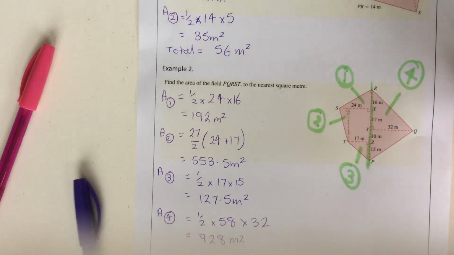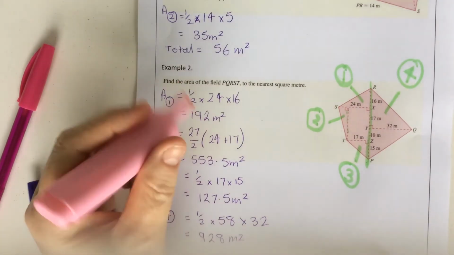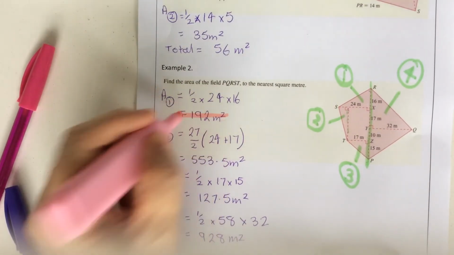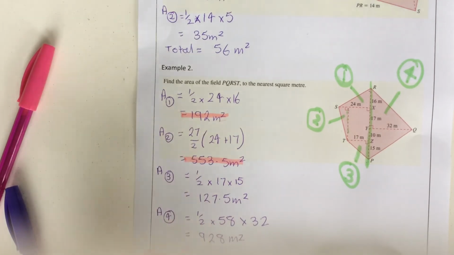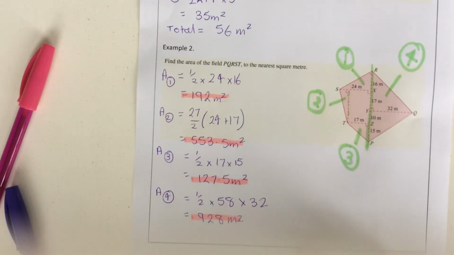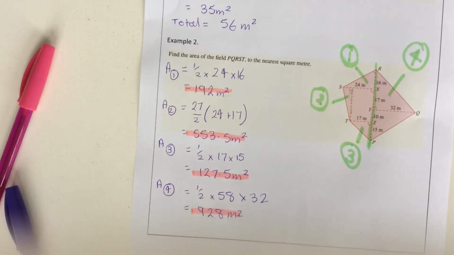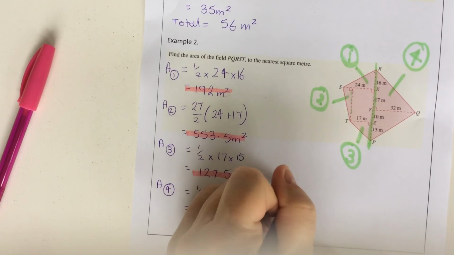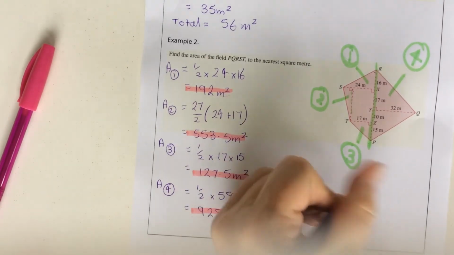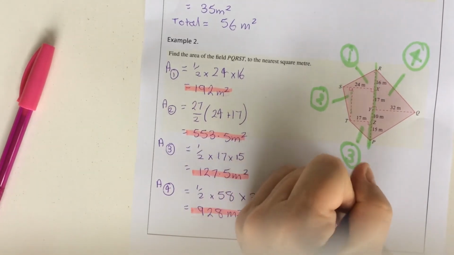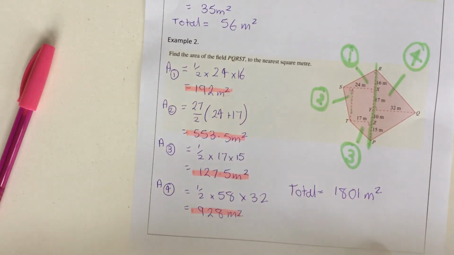To get the final area for this figure, we add area 1, area 2, area 3 and area 4 all together. Adding those all together, we get 1801 metres squared. Hopefully now you'll be able to work through and complete the worksheet that I've attached.